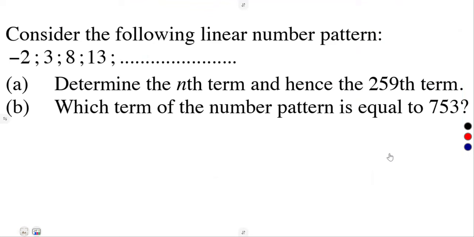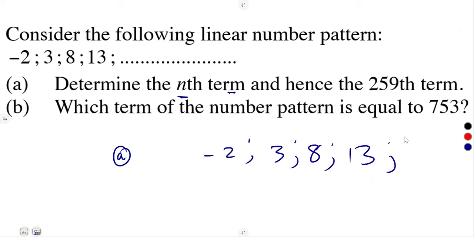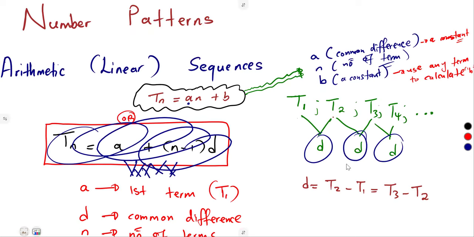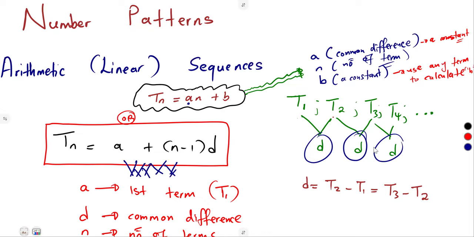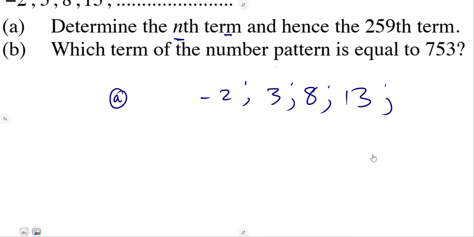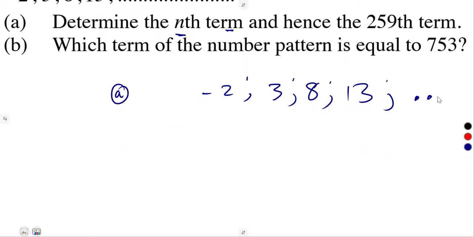All right, let's check another part. Consider the following linear number pattern. We are already told it's linear, so there's a common difference on the terms that we are given. So determine the nth term, just like the previous case: -2, 3, 8, 13. Using the second one. Guys, you can use the first one just to cross-check, but let's just try to adapt to the second one. So these are the terms, and so on and so on.